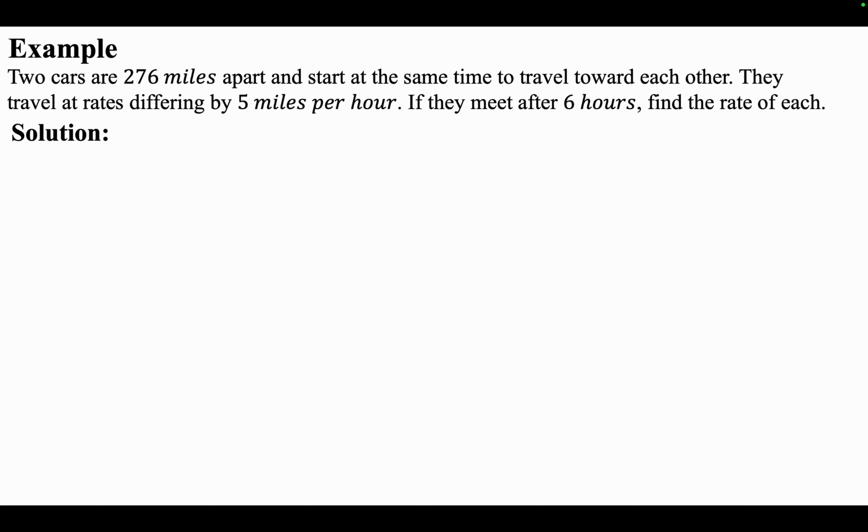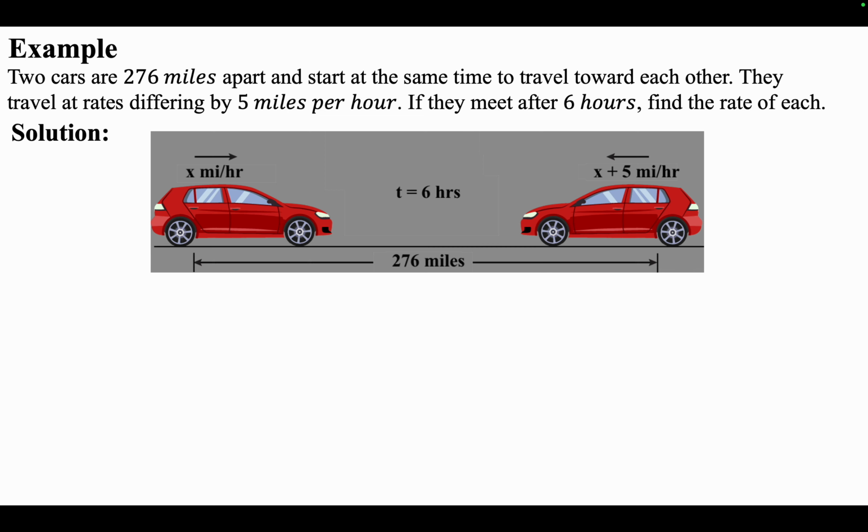So what we have is two cars, one at point A, the other one at point B. They're traveling toward each other, right? The distance between them is 276 miles and they meet after 6 hours. So that means they both drove for 6 hours and that's when they met. So what we have is the following here.